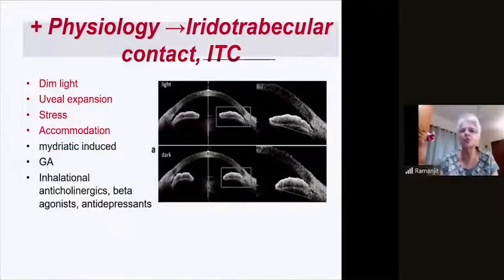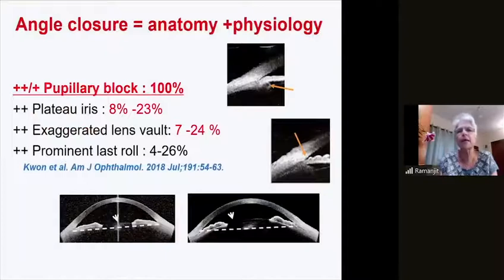Thickening of the lens, or you get uveal expansion pushing the lens forward. So all these things will allow more of the iris to come into contact with the trabecular meshwork. And when you put these two things together, the cause of the angle closure in 100% of angle closure eyes, to a smaller or a greater extent, is pupillary block.